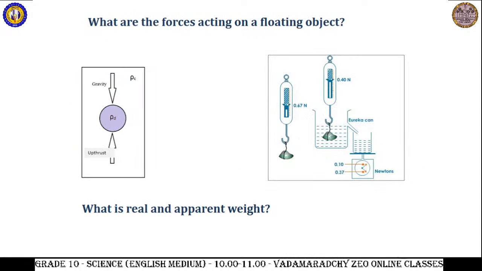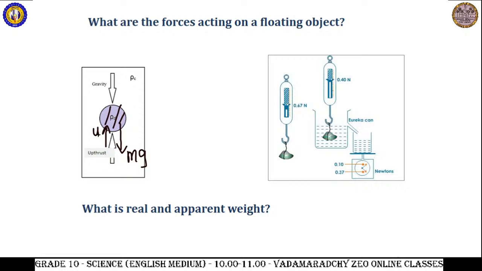Next, we will move to the forces acting on a floating object. Okay, here let's see what the forces acting on an object that is floating are. In the first instance, we see the object is submerged in water. The weight of the object, as we already know, acts downward, and the upthrust will act upward.